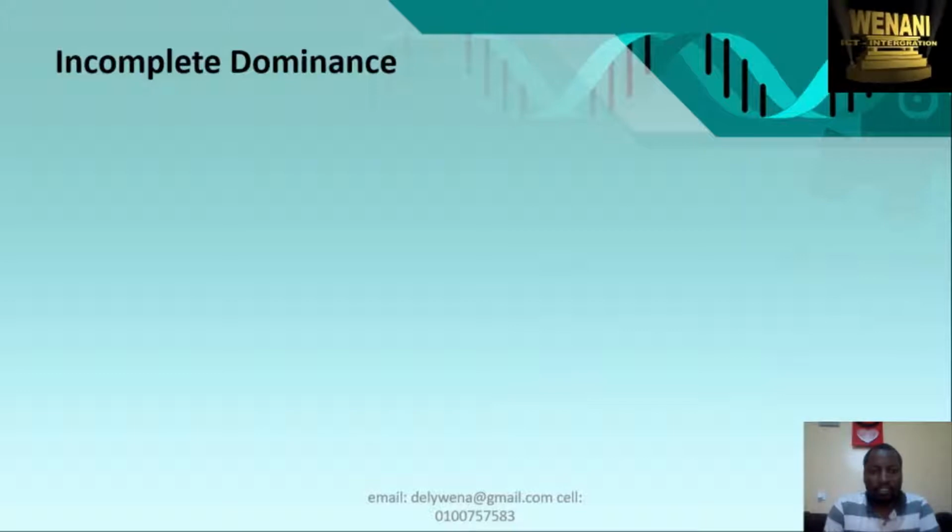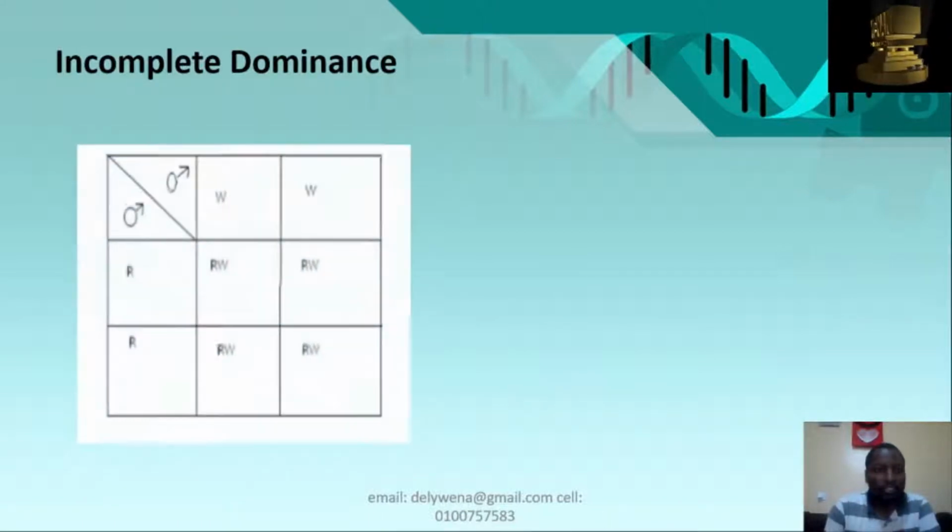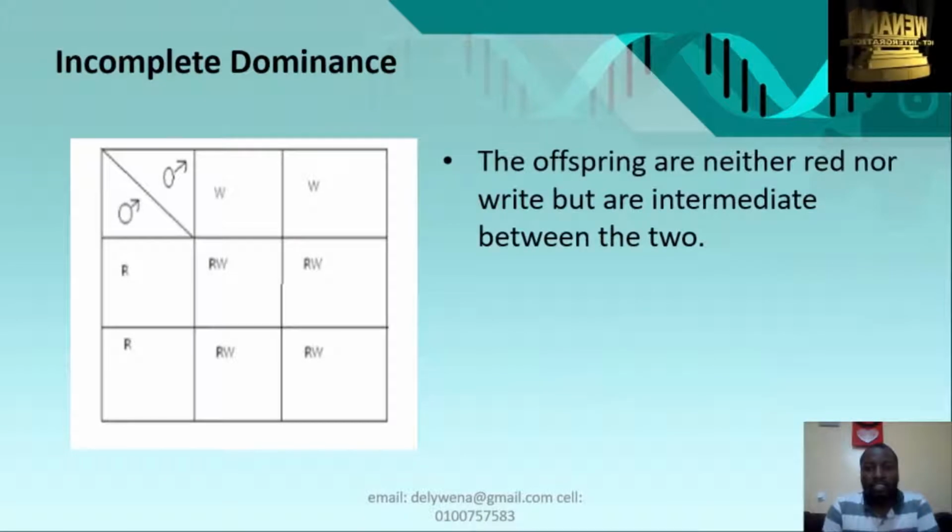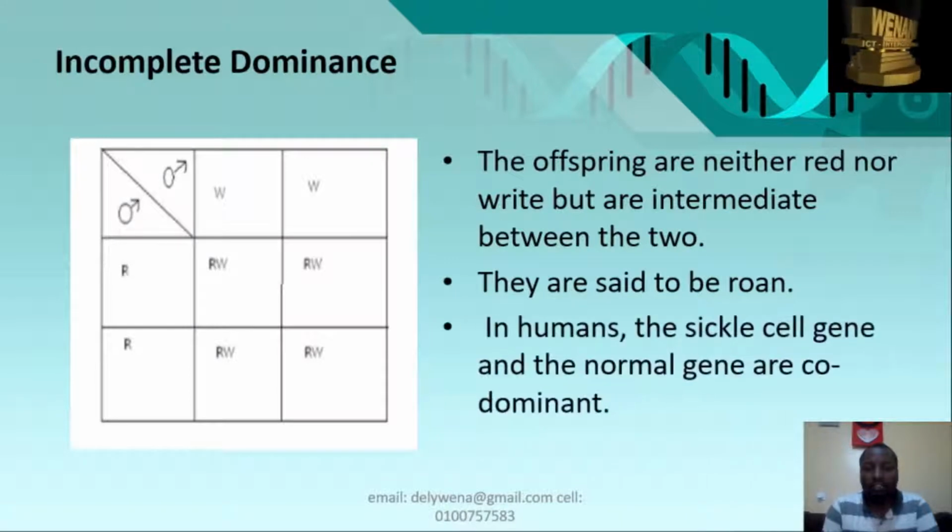The gene for red color, for example, in cattle, and the gene for white color show incomplete dominance or codominance in some animals, which we call the Friesians. So the offspring are neither red nor white, but are intermediate between the two, and therefore they are said to be roan. In humans, a good example is the sickle cell gene and the normal gene. These are codominant.